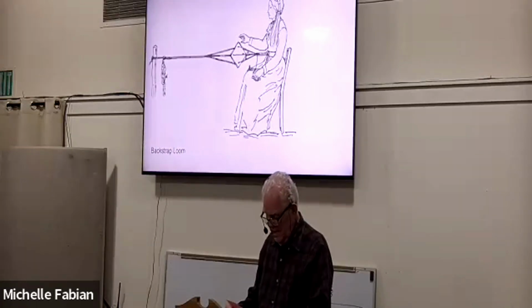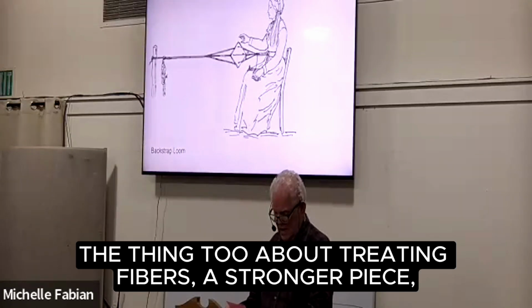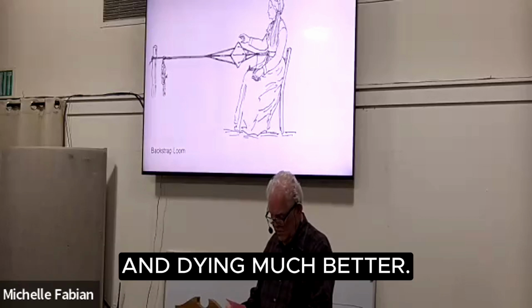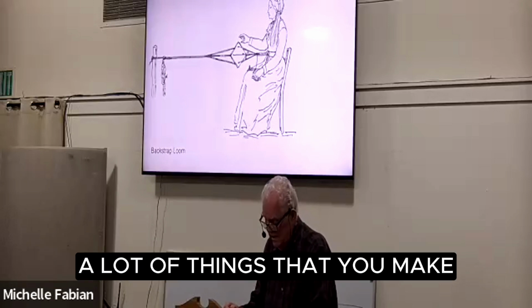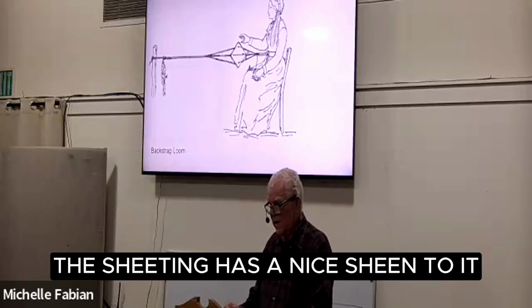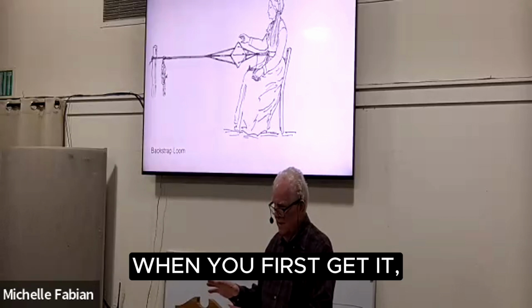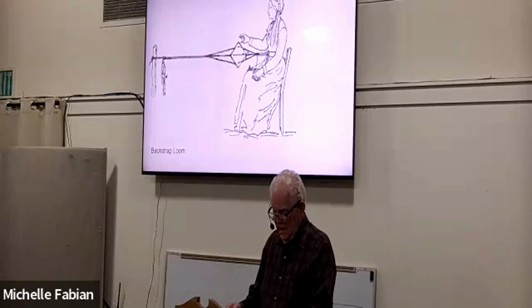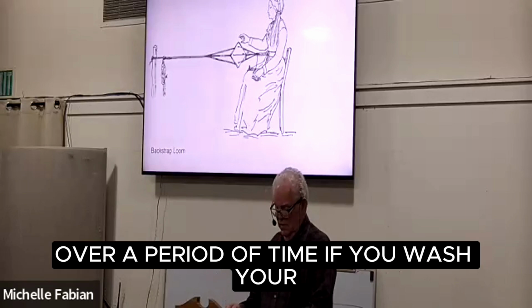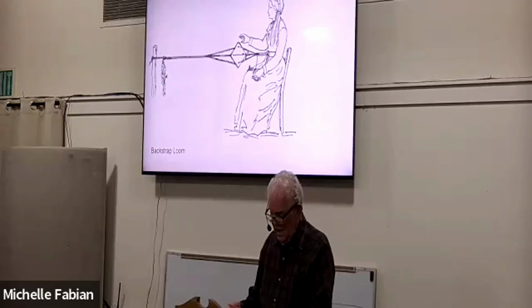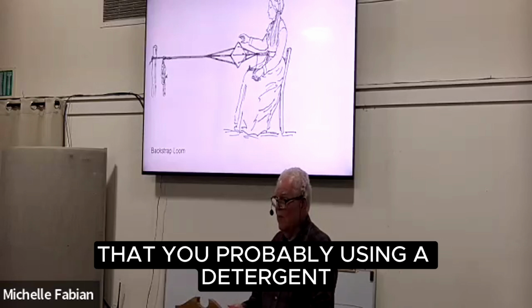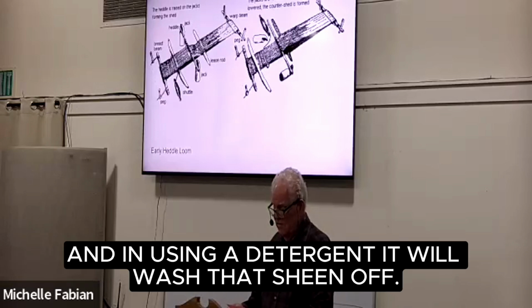And the thing too about treating fibers: stronger, creased net, dyeing much better. But the thing you've got to understand about a lot of things that you make, like sheeting, is that the sheeting has a nice sheen to it when you first get it. Over a period of time, in washing your satin or anything that has a sheen to it, it's getting duller and duller. The reason is that you're probably using a detergent, and a detergent will wash that sheen off.